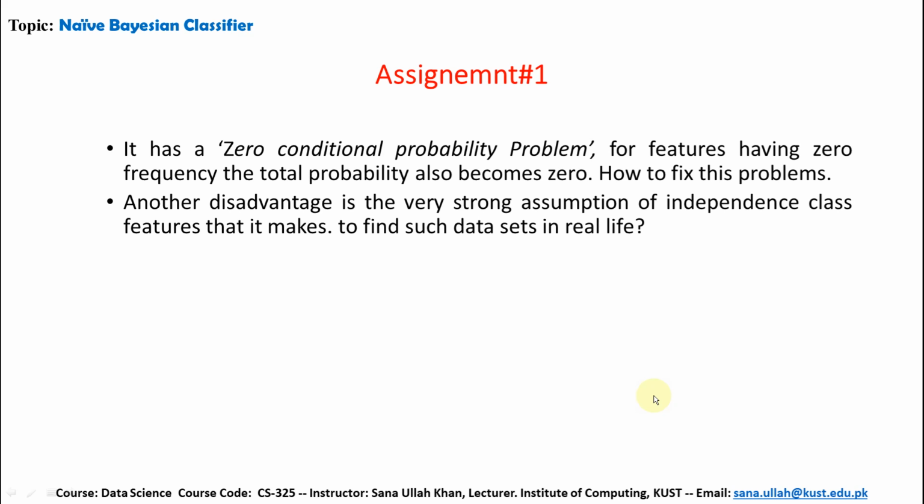Check. It has a zero conditional probability problem. For a feature having zero frequency, the total probability also becomes zero. How to fix this problem? Another disadvantage is the very strong assumption of class feature independence, which makes it hard to find such datasets in real life.